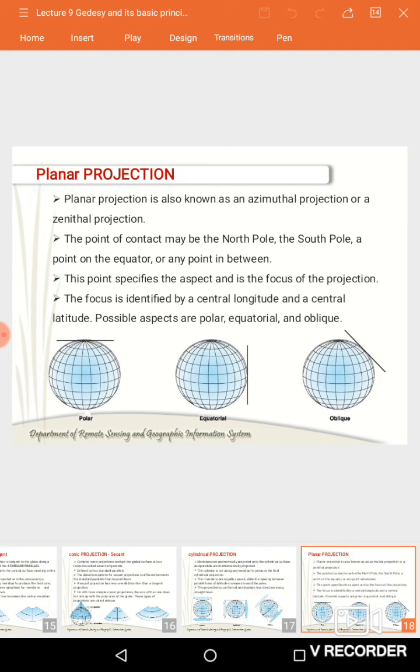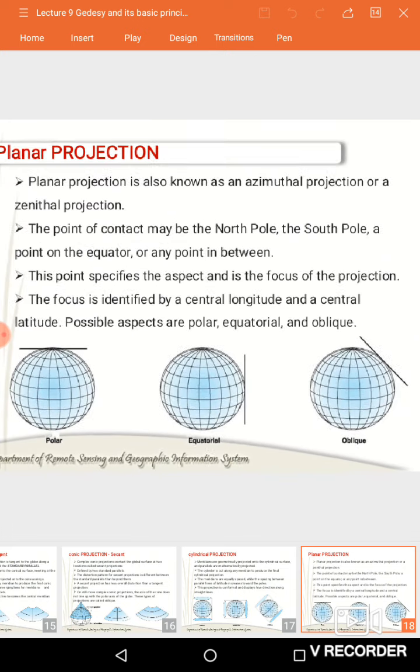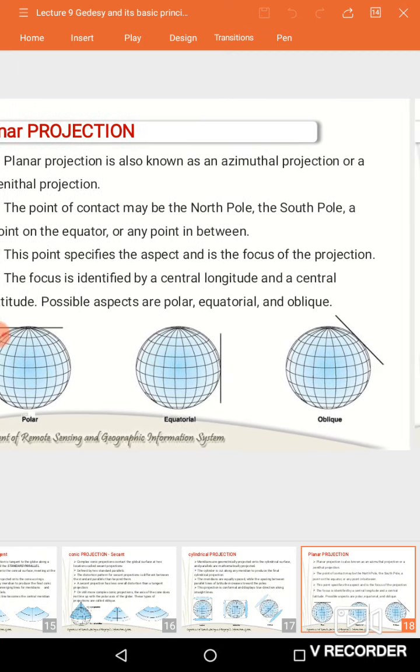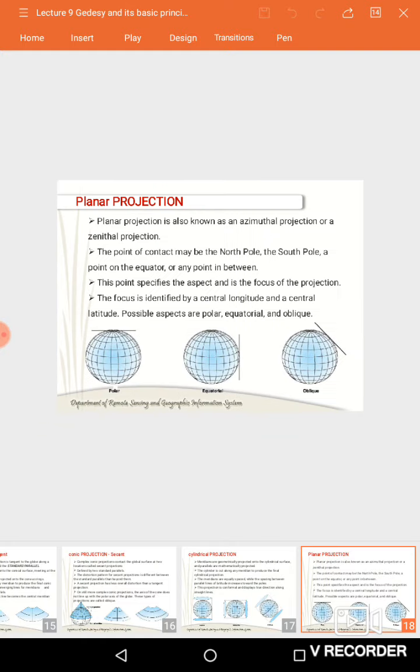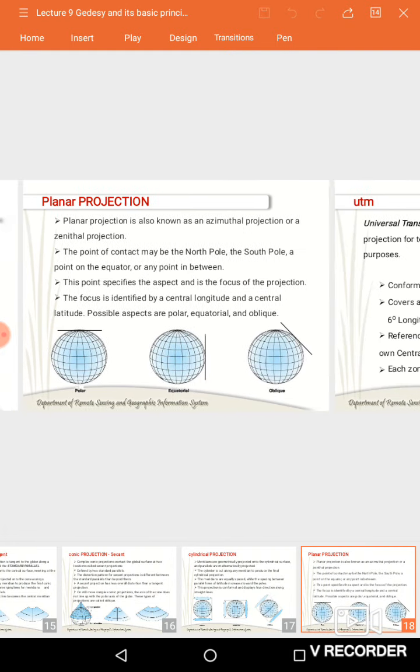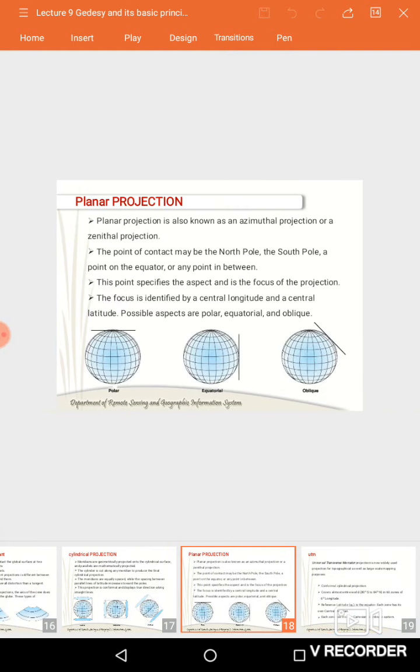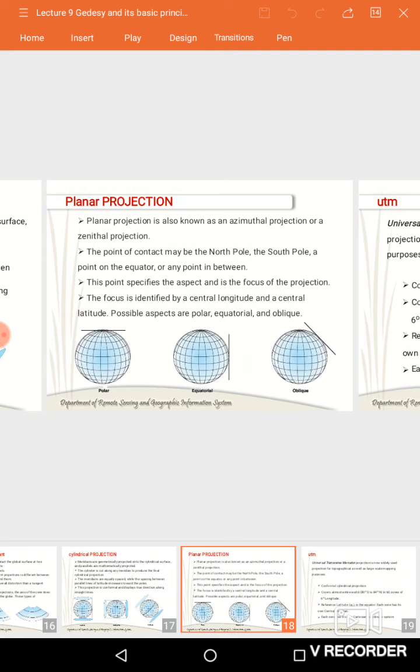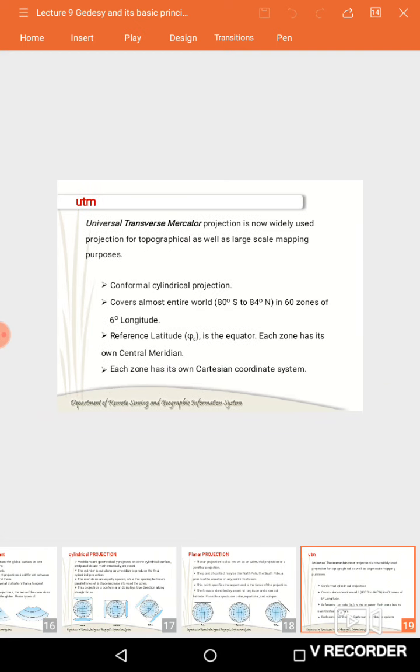And finally we have azimuthal or planar projection. This is also known as zenithal projection. The point of contact may be anywhere, like the north pole, south pole, or equator, or at any point in between, the oblique. And the focus may be identified by central latitude and central longitude, like the polar, equatorial, and oblique projections.